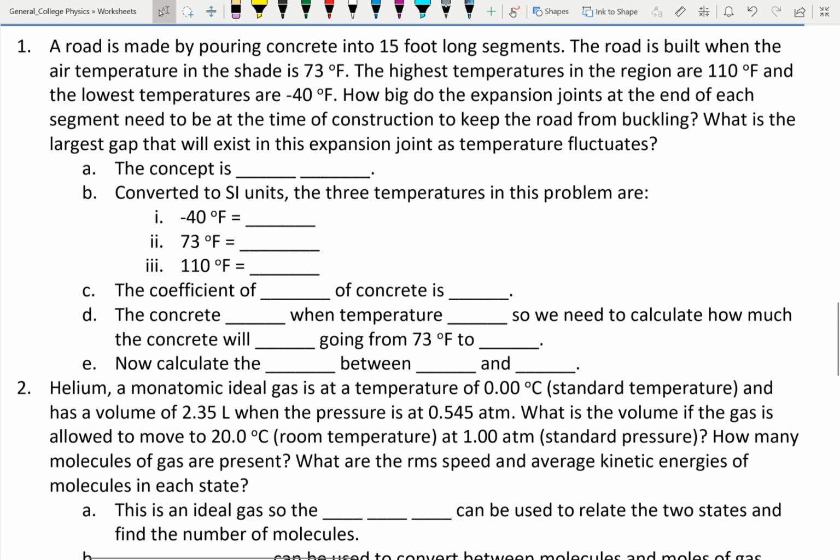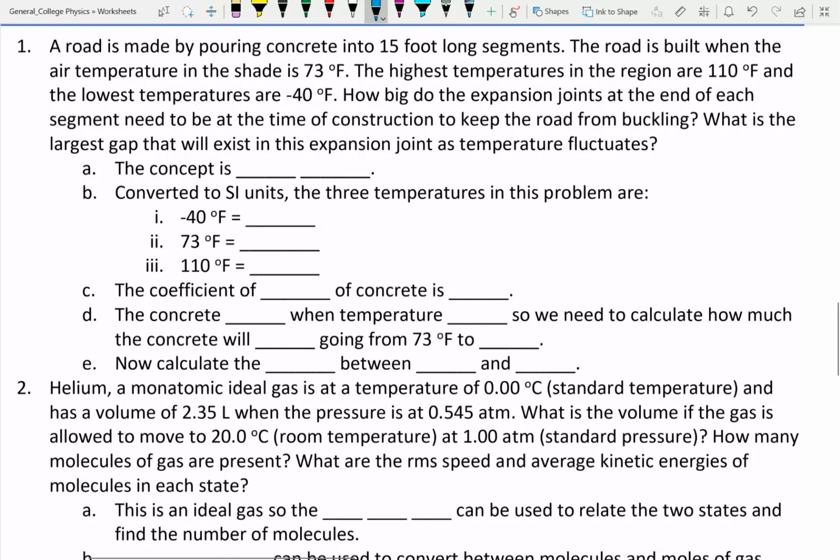Okay, looking at the problems on the worksheet from chapter 13, the first question is about, well, the concept is, I better read it and then say that. A road is made by pouring concrete into 15-foot long segments. The road is built when the air temperature in the shade is 73 degrees Fahrenheit. The highest temperatures in the region are 110 degrees Fahrenheit and the lowest temperatures are minus 4 degrees Fahrenheit. How big do the expansion joints at the end of each segment need to be at the time of construction to keep the road from buckling? What is the largest gap that will exist in this expansion joint as temperature fluctuates?